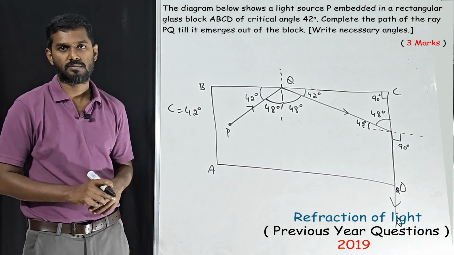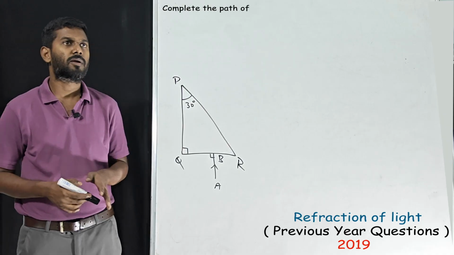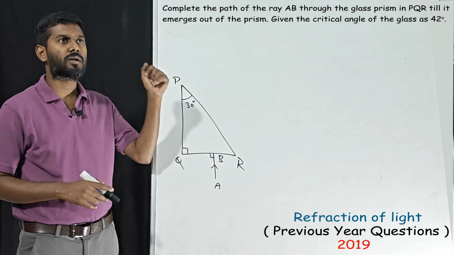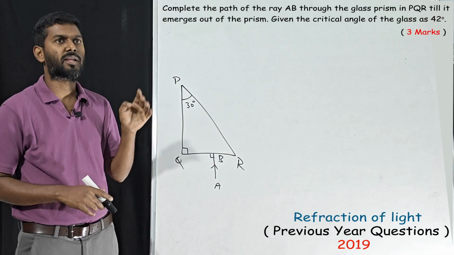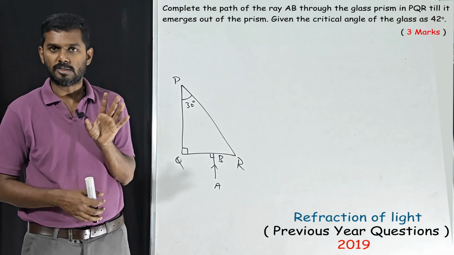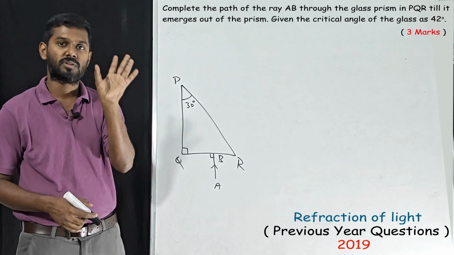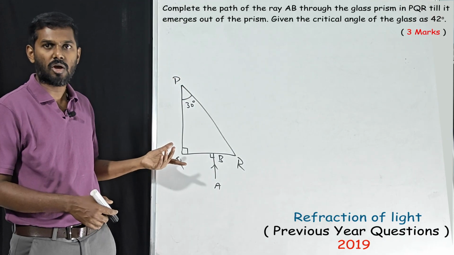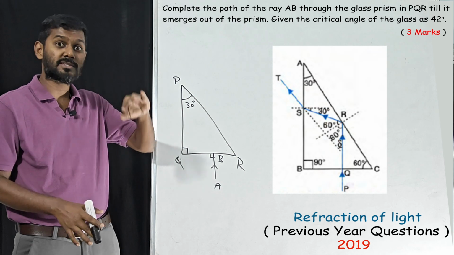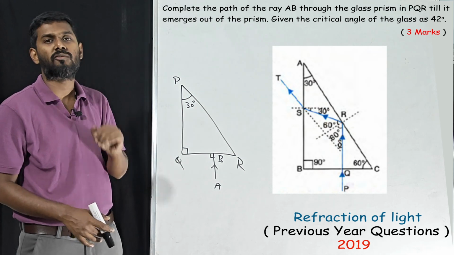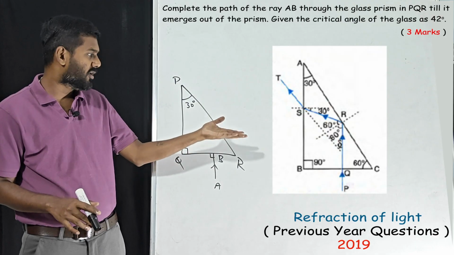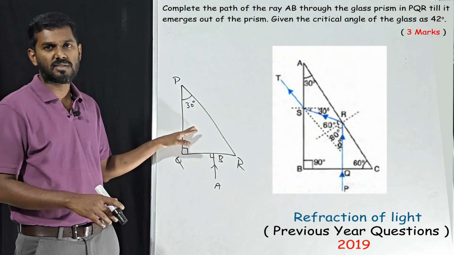Okay, that's it. Our next question: complete the path of ray AB through a glass prism PQR till it emerges out of the prism, given the critical angle is 42 degree. See, actually this question is taken from the textbook. This question I have taught you in the concept video. This is the textbook question. I have taught this, not in the theory solution, it is actually in the concept video. There I have taught you properly. If you have seen the video, this is a very simple question.